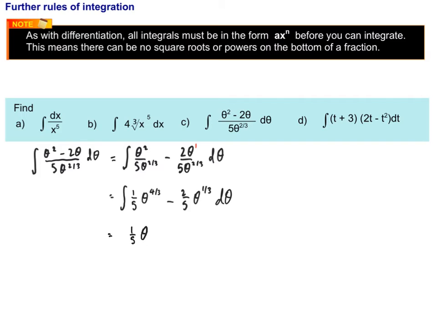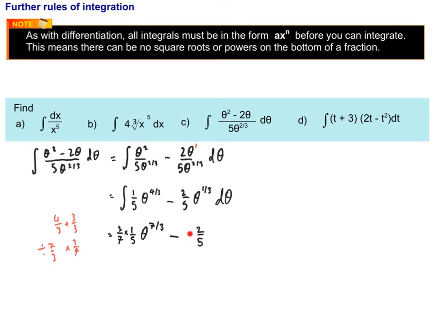Theta, my 4/3 needs to be increased by 1. So I'm going to add on 3/3. So I've got 7/3 for my power. I need to divide by 7/3. Well, that is the same as multiplying by 3 over 7. So I'm going to have 3 over 7 times my thing I've integrated. Minus, right, my 2/5.